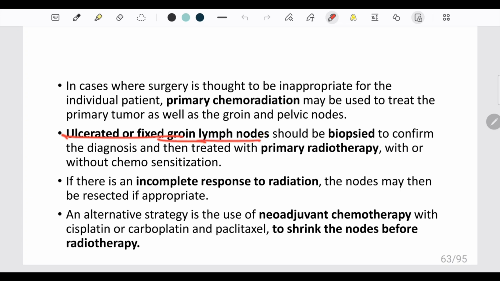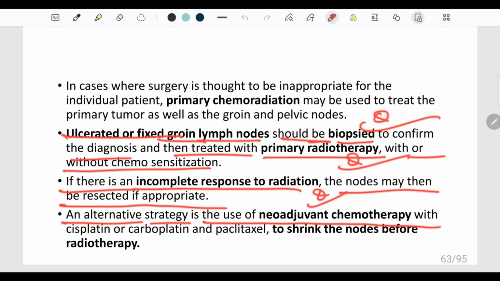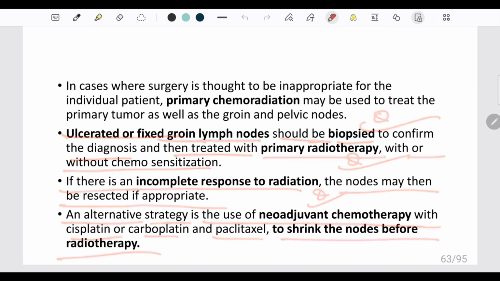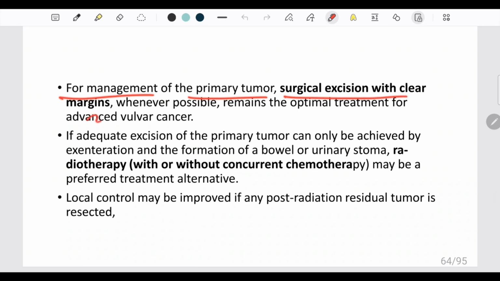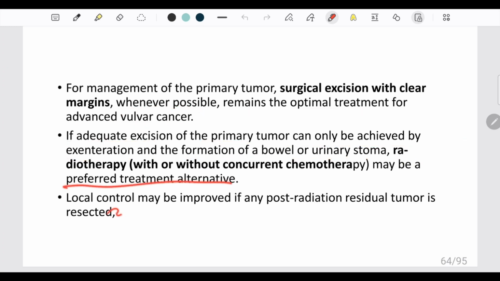Ulcerated or fixed groin lymph nodes should be biopsied to confirm the diagnosis and then treated with primary radiotherapy, with or without chemosensitization. If there is incomplete response to radiation, the nodes may then be resected if appropriate. An alternative strategy is the use of NACT with cisplatin or carboplatin and paclitaxel to shrink the nodes before radiotherapy. For management of the primary tumor, surgical excision with clear margins whenever possible remains the optimal treatment for advanced carcinoma vulva. If adequate excision of the primary tumor can only be achieved by exenteration, the formation of a bowel or urinary stoma may be the preferred treatment alternative.